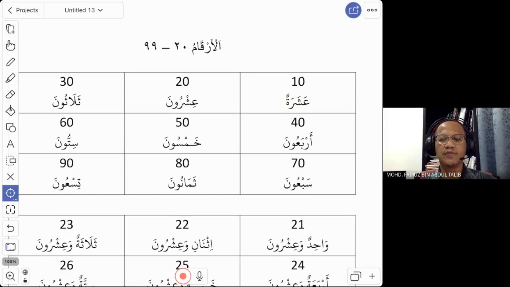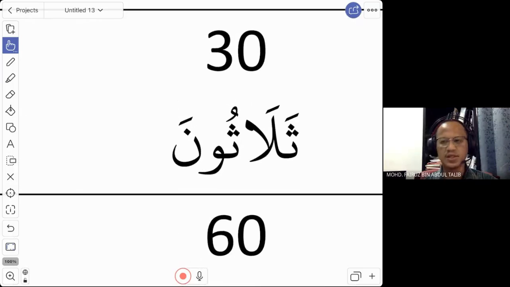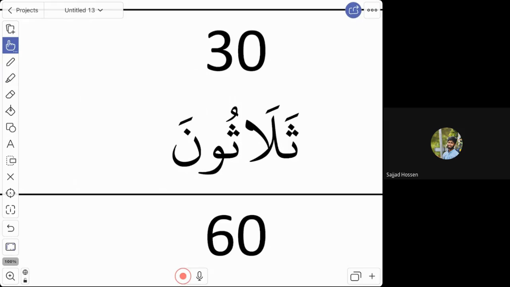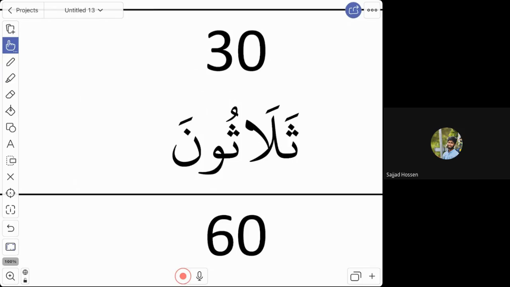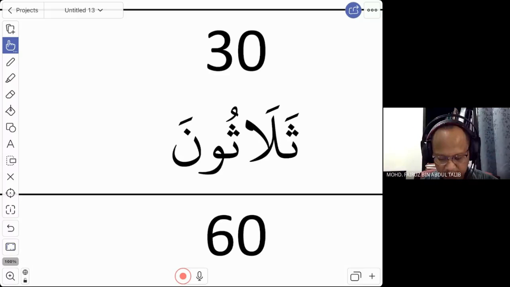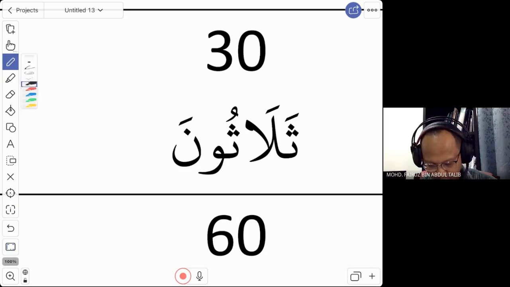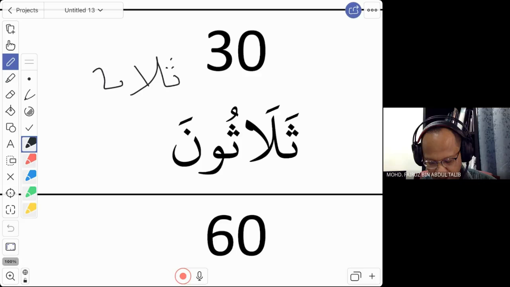For example, let's look at number 30. What is 3? How do you say 3? Salasa. Now look at the word salasa. How do we write salasa? This is salasa. How do you say 30?